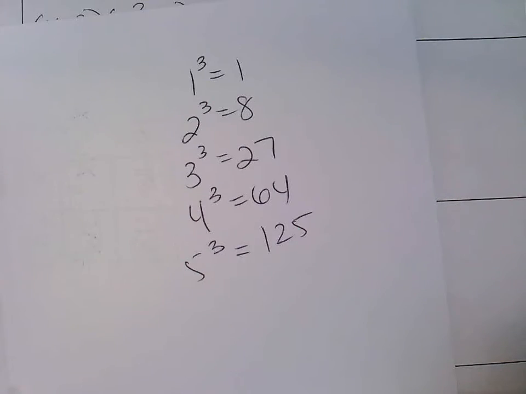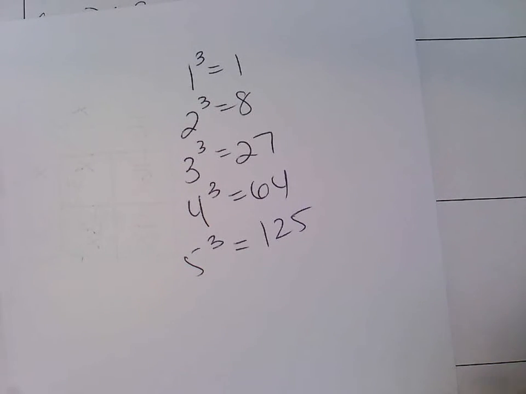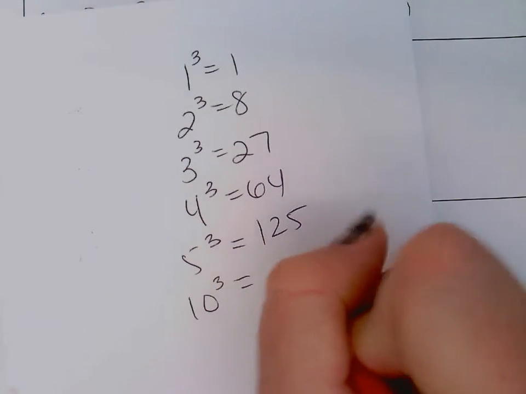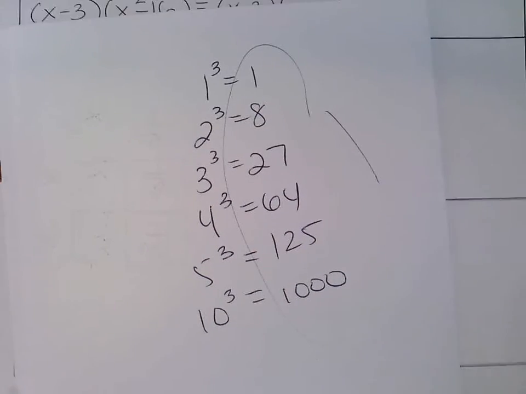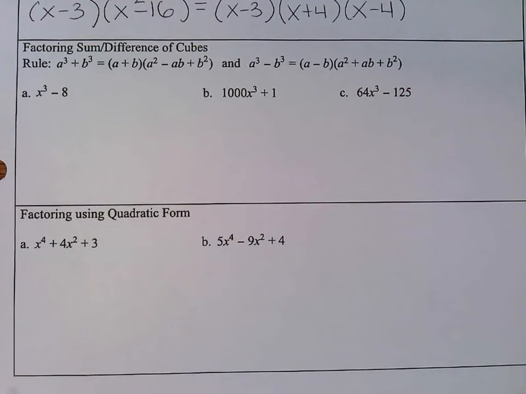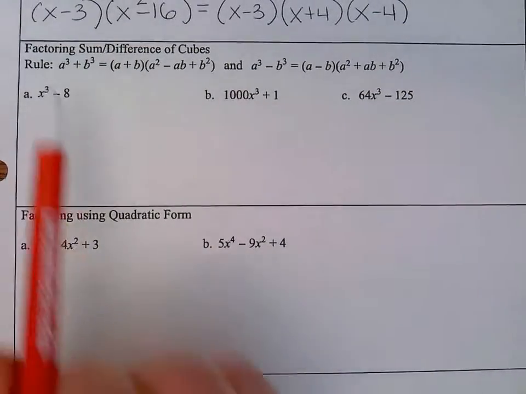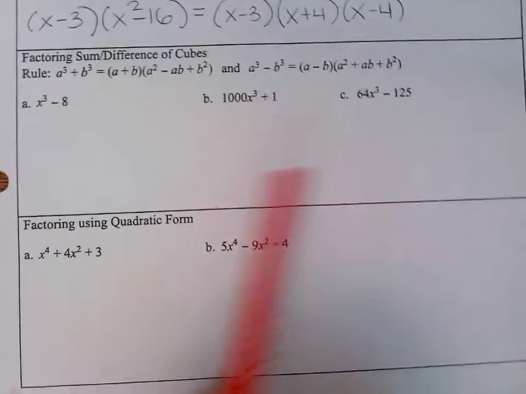I don't know, 6 cubed. 7 cubed, 8 cubed, 10 cubed. We should know 10 cubed is 1,000. 10 times 10 times 10 would have 3 zeros. So these are the ones I want you to recognize, like mental math. But I don't know 6 or 7 cubed myself. So here we go. These are all within the ones I just listed.